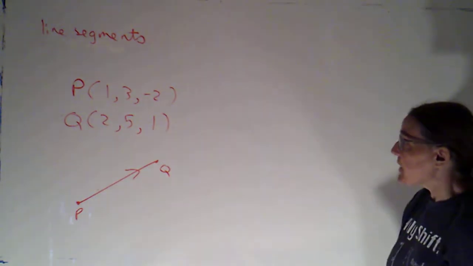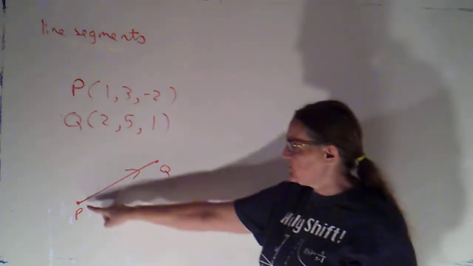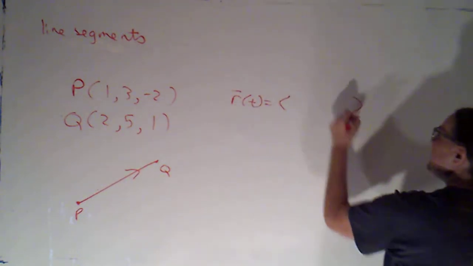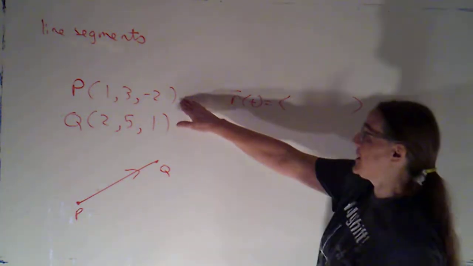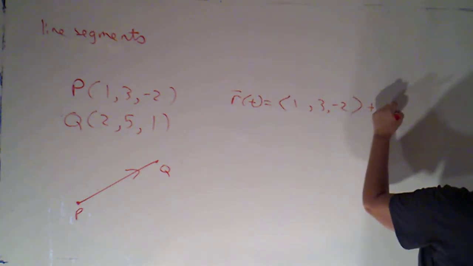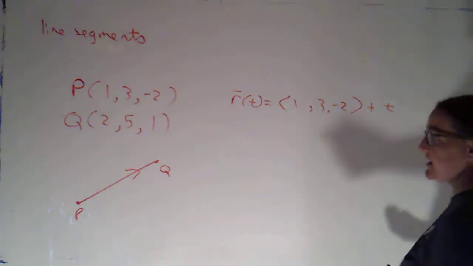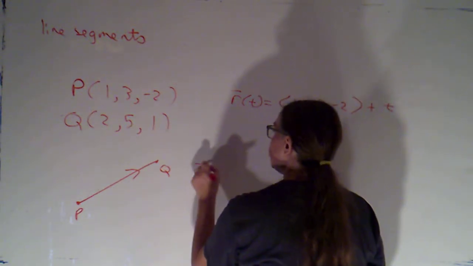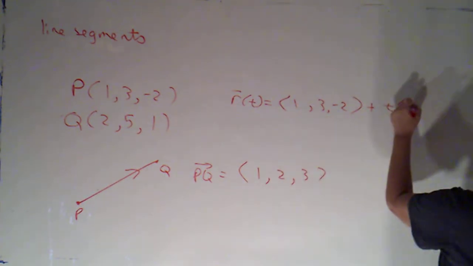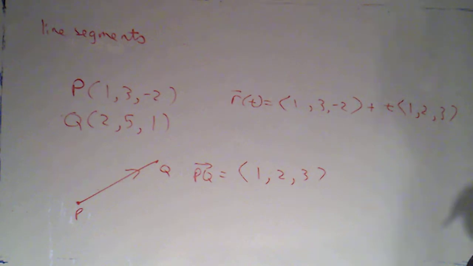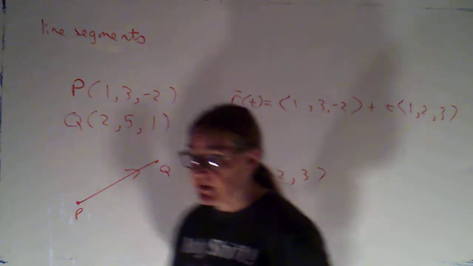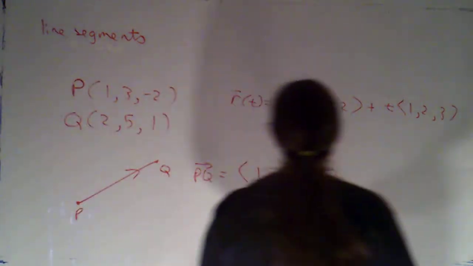Okay. So I can take as my starting point, it would seem reasonable to choose P as my starting point. So I'm going to say r(t) is, and then I just write the position vector for point P, which would be (1, 3, -2) written as a vector, plus t copies of I need my direction vector. Let's just use PQ. Now PQ would be (1, 2, 3). So t copies of (1, 2, 3). Now that gives me the line. If I want just the line segment, then I need to restrict the domain.